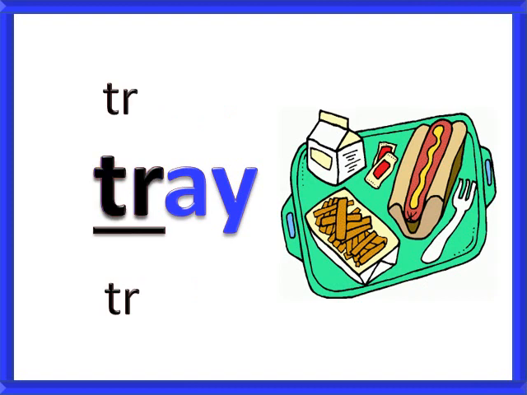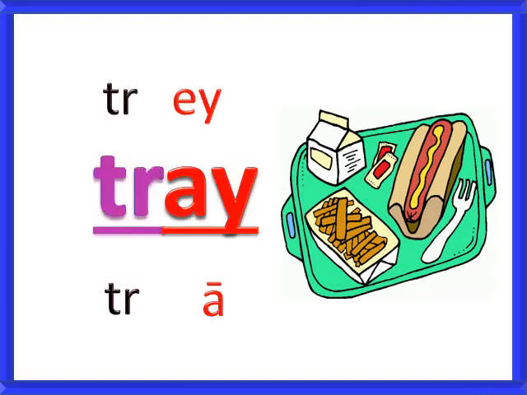Tray. Okay, this is the tray in the lunchroom at school. You got a tray, you got some milk on there, you got a fork, a hot dog, and some french fries, and some ketchup on your tray.